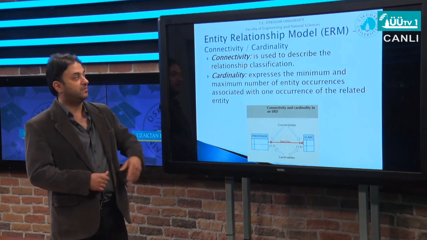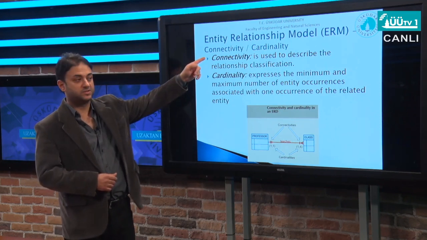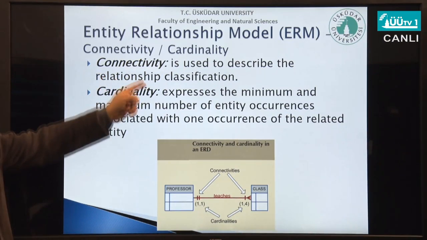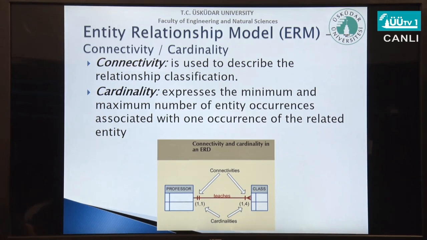Now, connectivity describes the strength of the relationship between the two entities. So we have two separate entities, and we know that, for example, they are one-to-many. What is the strength of this? Is it weak or strong? This is what we could term connectivity.